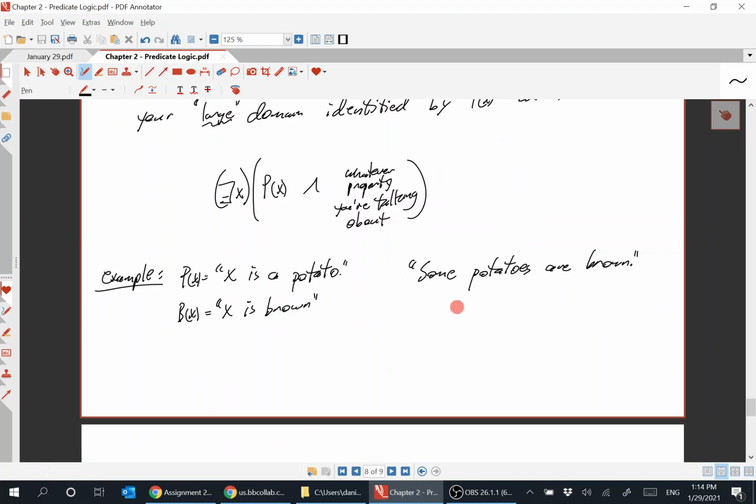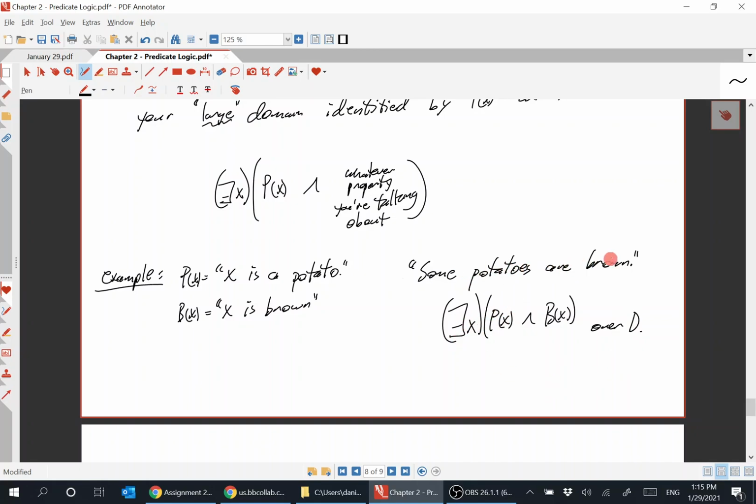Anyway, some potatoes are brown. Well, what are we saying? We're quantifying over the whole universe something about potatoes. So some potatoes are brown. Some potatoes taste nice. Some potatoes you can bake. Some potatoes you can fry. Right? So some potatoes are brown. There exists an X in the universe such that X is a potato and X is brown. Is this true? Certainly it's true within the whole universe.